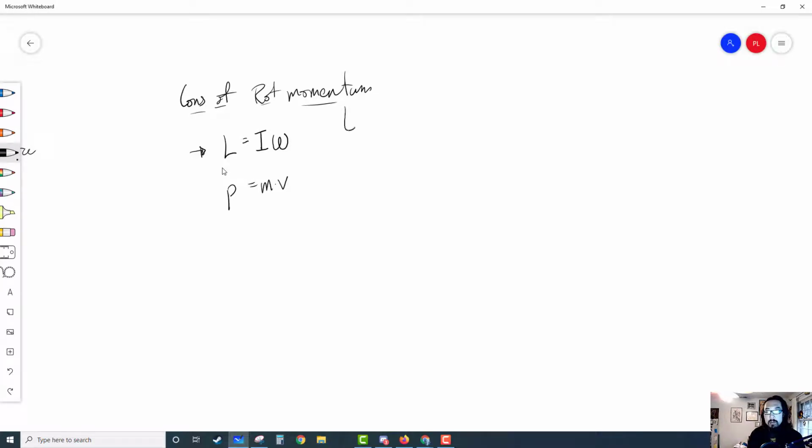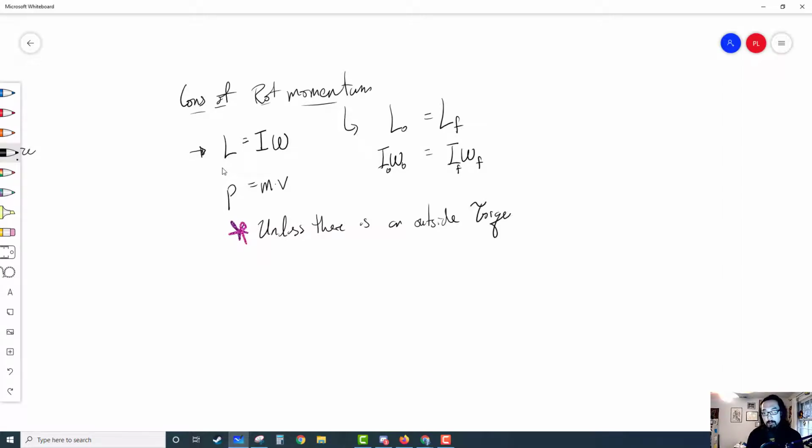And so we can say the conservation of momentum is L initial is equal to L final. And we can break this down to say that I omega initial is equal to I omega final, and we can say that's I initial and I final as well. So that's the conservation of rotational momentum. And the only way that this can change, so this is one of those key moments, right, is unless there is an outside torque. For translational momentum, we said there was an outside force, but because now we're rotating, we're not going to say force, but rather we're going to say torque. So if you have an outside torque, that means the momentum can change.